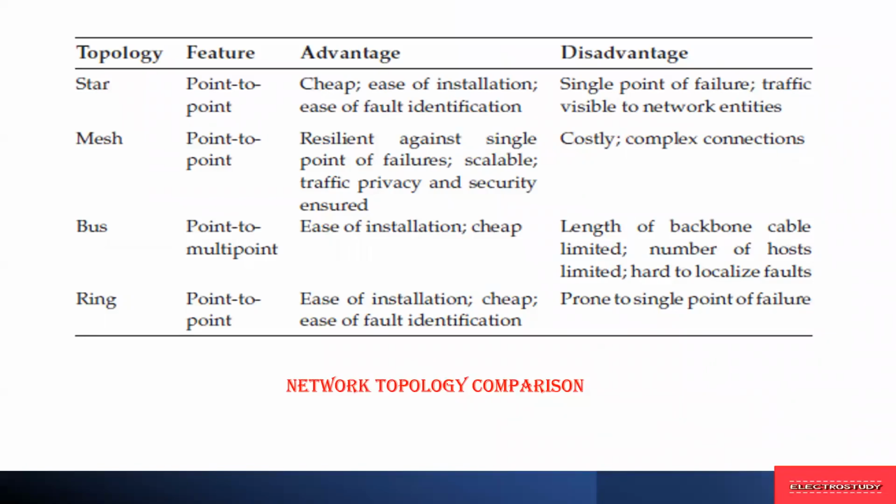So this is the comparison between the different network topologies: star, mesh, bus and ring. You can see what features each topology has and what the advantages and disadvantages of using the different topologies are. And based on this comparison, you can work out which topology is best to use in an IoT application when you are using networking models. Hope you have understood this introduction part.